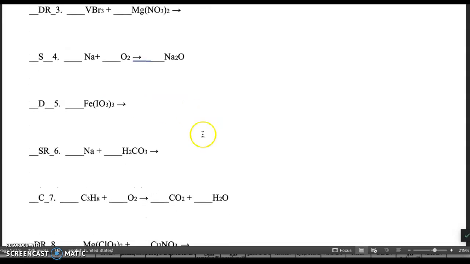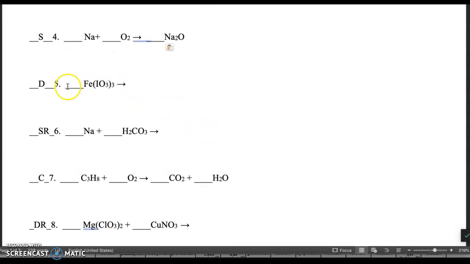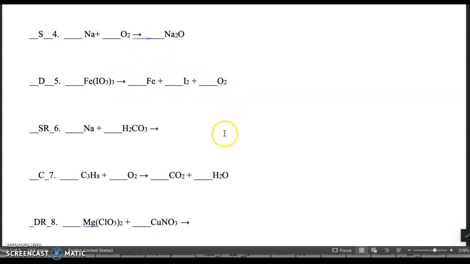Okay. Next, I'm going to have decomposition. I think that's the easiest one. So remember, for decomp, what I do is I take all the elements and I split it up. So I got Fe plus I plus O. And then what I have to decide is any of these sneaky 7s. Iron is not, but iodine and oxygen are both sneaky 7s.